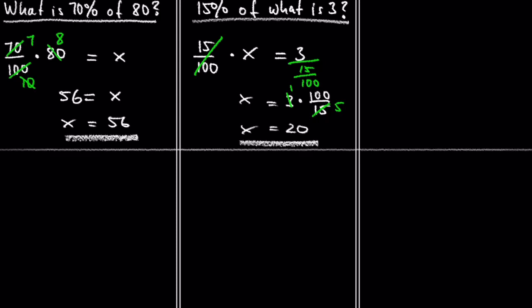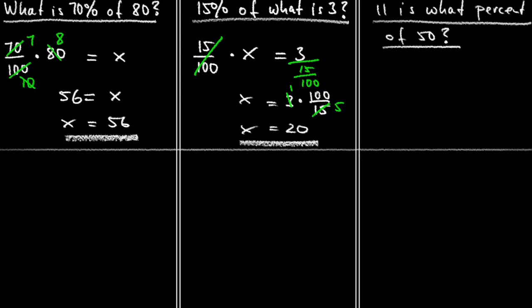Let's look at the next example. 11 is what percent of 50? The number with the percent sign is missing, so let's put an x in that place. So we get x times 50 equals 11. Dividing by 50 on both sides gives us x equals 11 over 50.